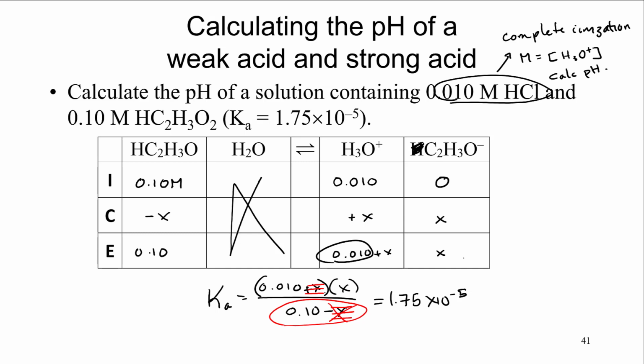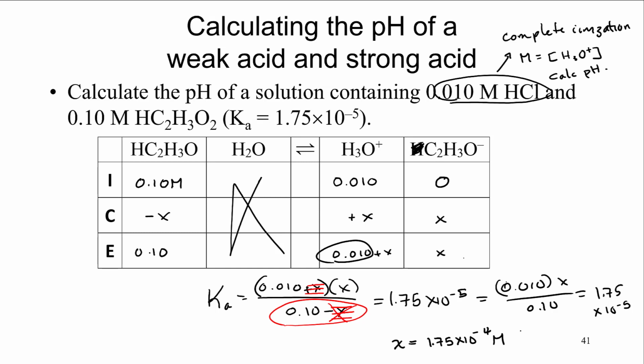So then I'm going to calculate the pH and the hydronium. What happens is I have 0.010 times X over 0.10, and it's equal to 1.75 times 10 to the minus fifth. Now what I need to do is rearrange this, and that's going to come out to be that X is equal to 1.75 times 10 to the minus fourth molar.